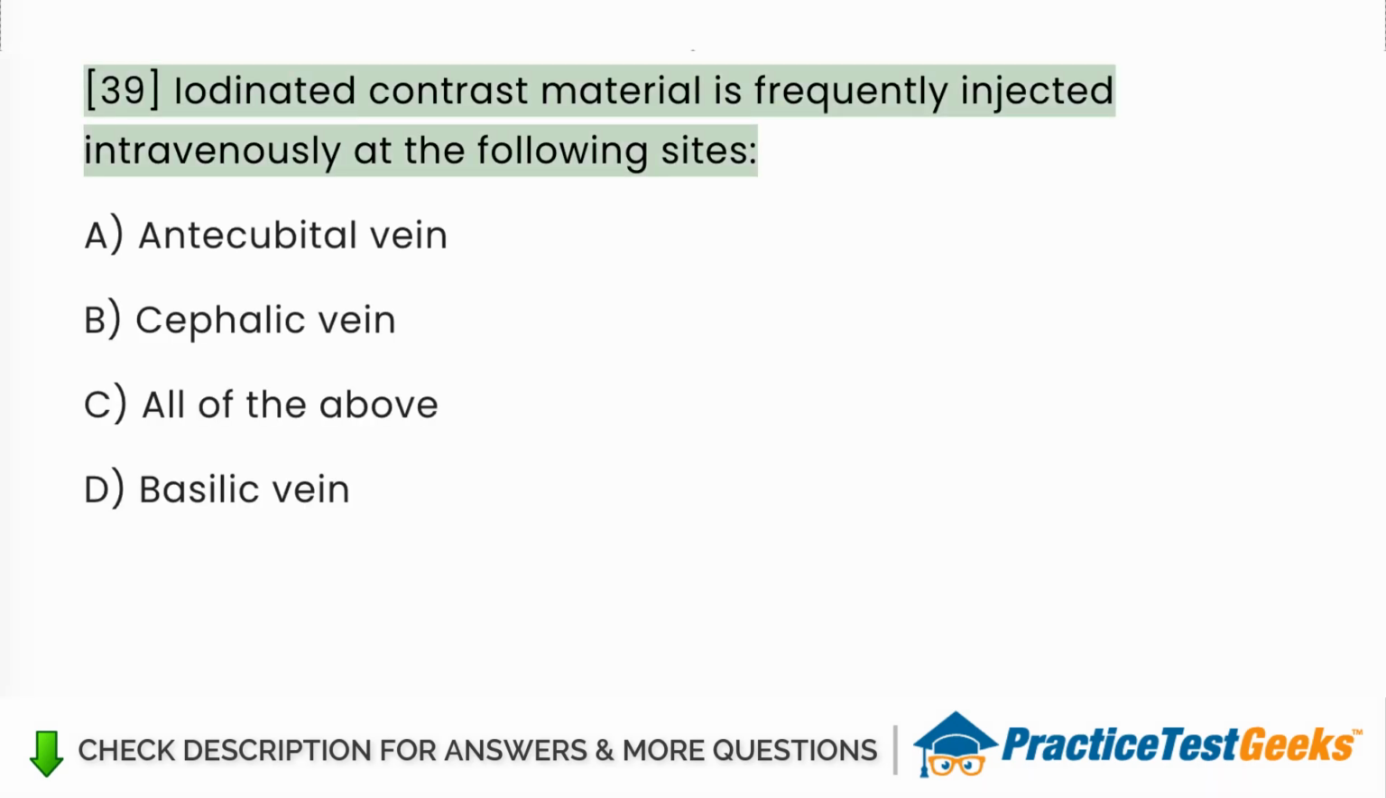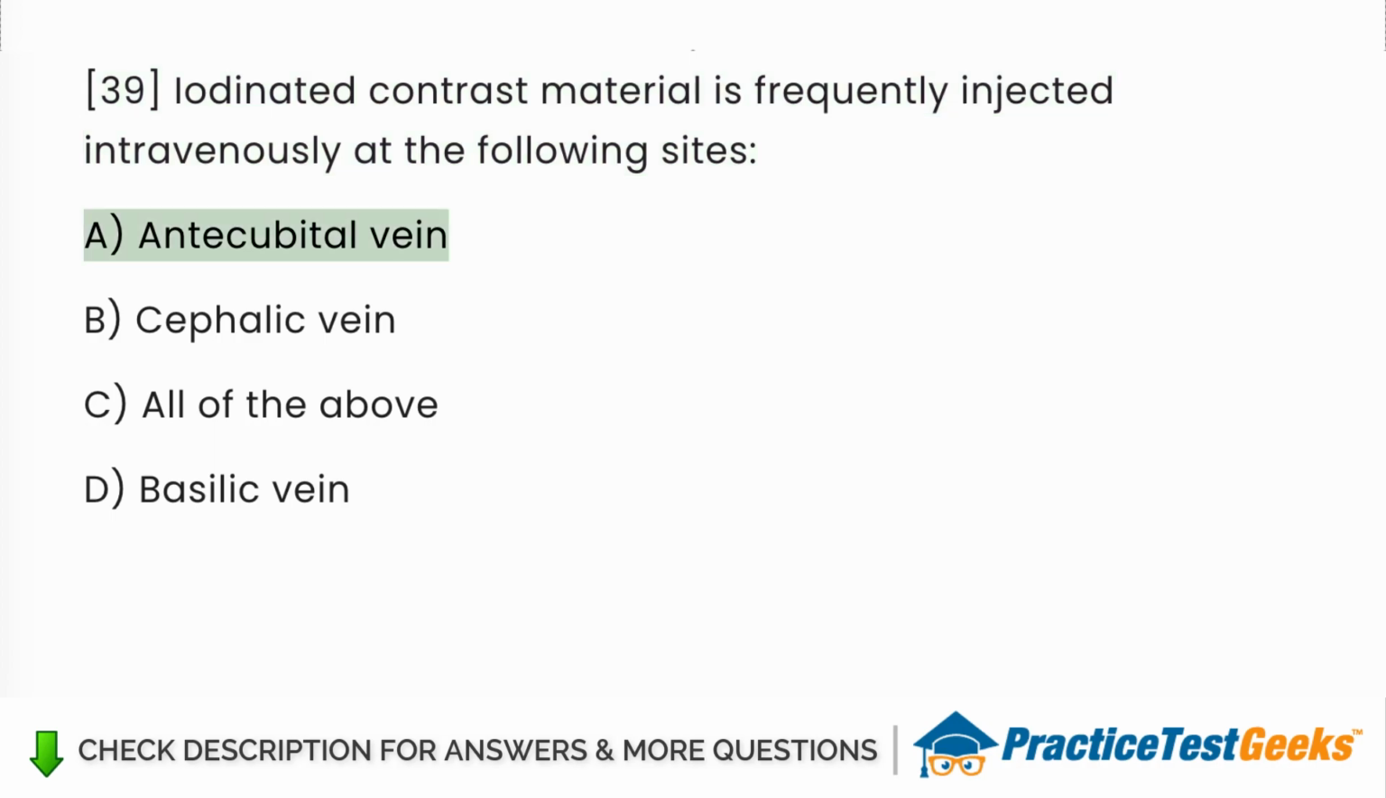Iodinated contrast material is frequently injected intravenously at the following sites. A. Antecubital vein. B. Cephalic vein. C. All of the above. D. Basilic vein.